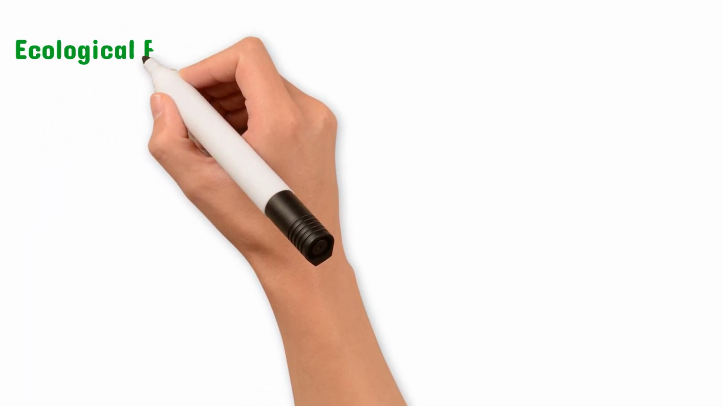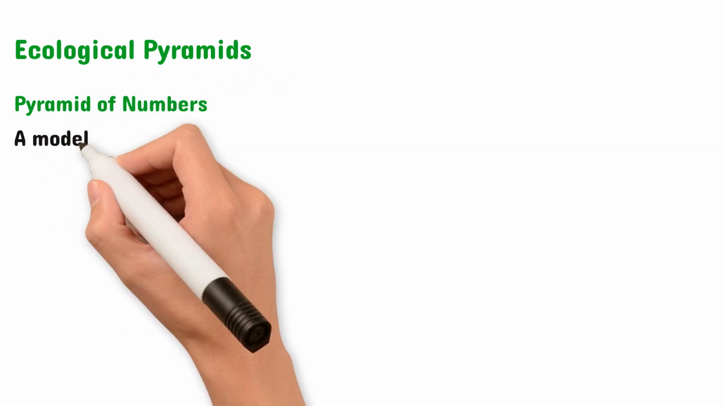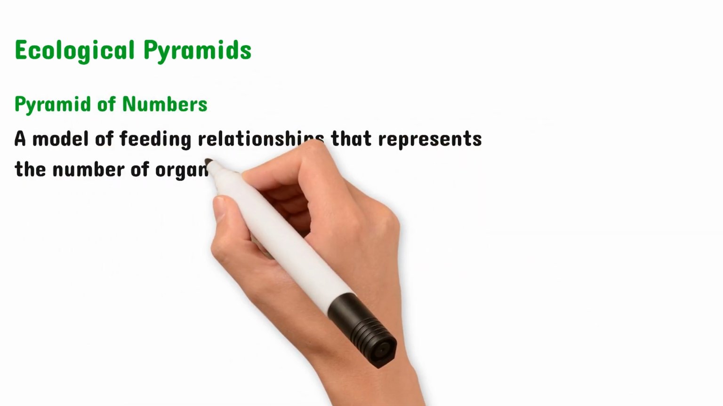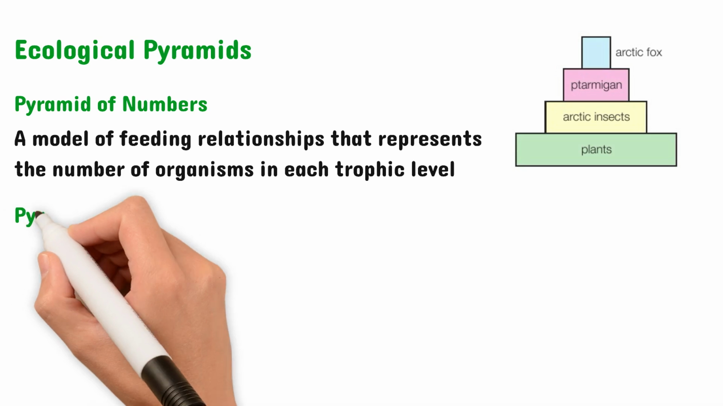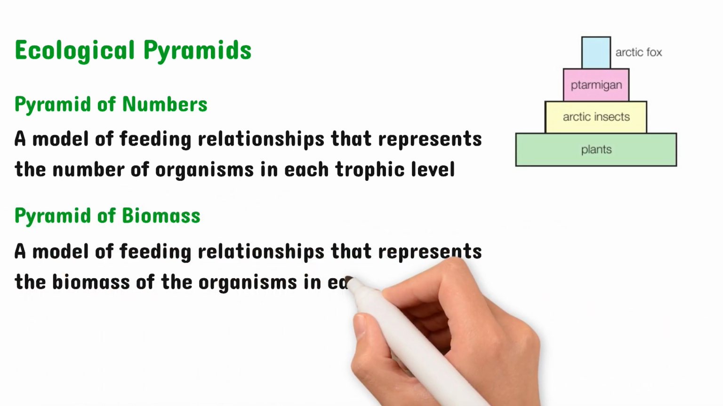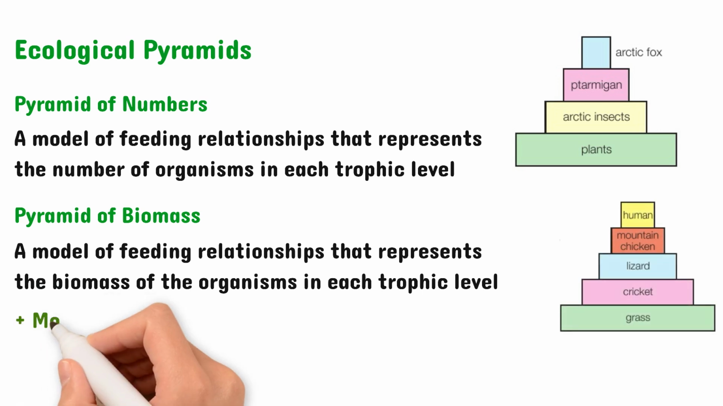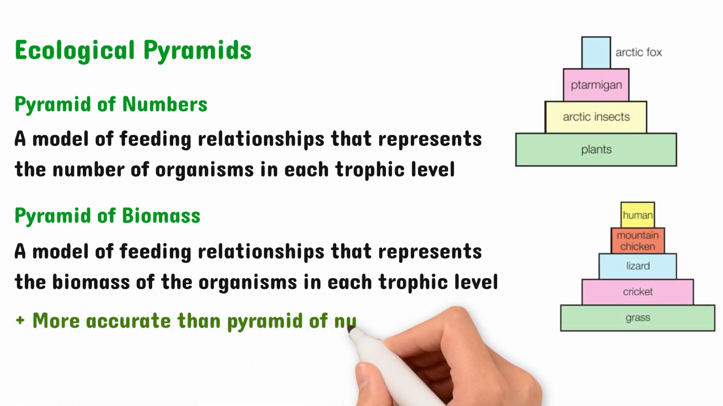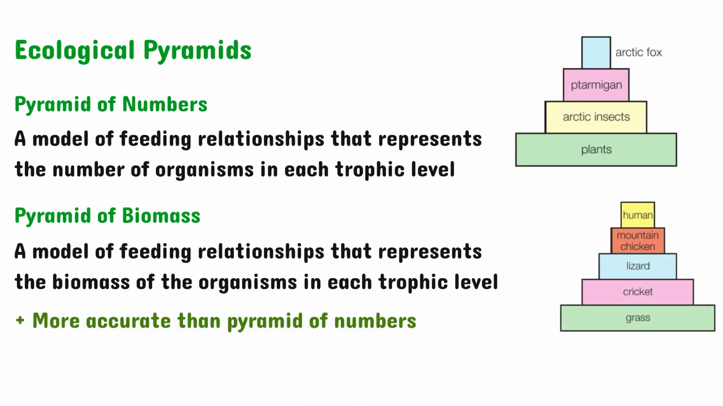Next up, we have ecological pyramids, and they represent how energy is distributed across the different trophic levels in an ecosystem. The first kind of pyramid we have is a pyramid of numbers, so it will show the number of organisms at each trophic level. Then we have a pyramid of biomass, and it will show the biomass of the organisms at each trophic level. This is more accurate than the pyramid of numbers because, for example, with the pyramid of numbers, we can have one tree, and that doesn't seem like a lot, but if you actually take the mass, the height, the weight of that tree, you will see that it's actually way more significant.